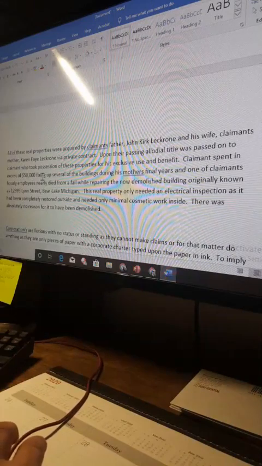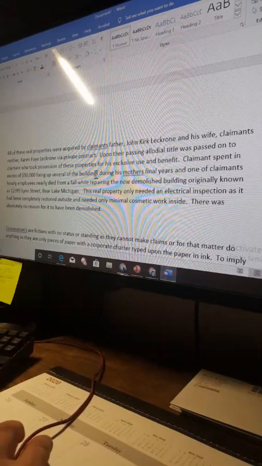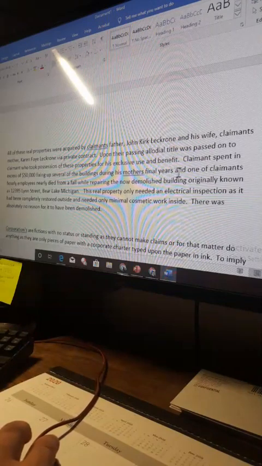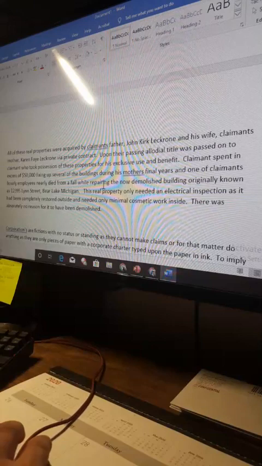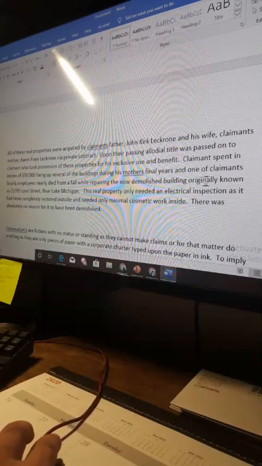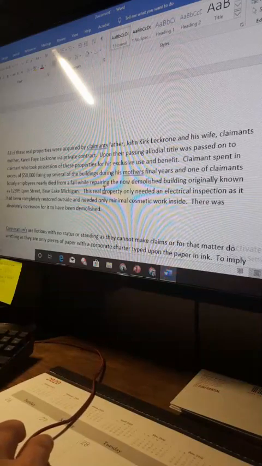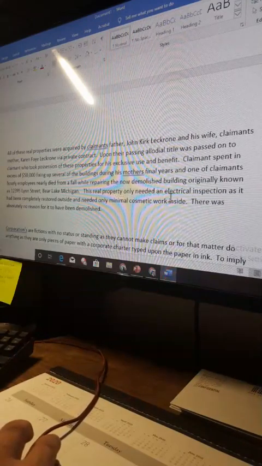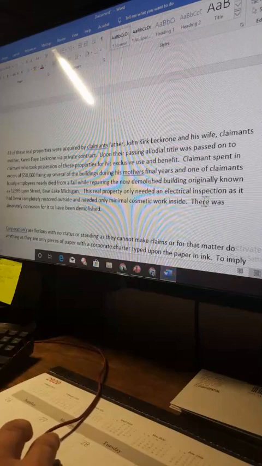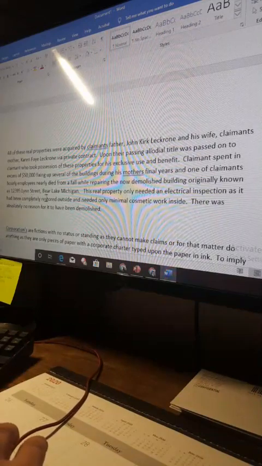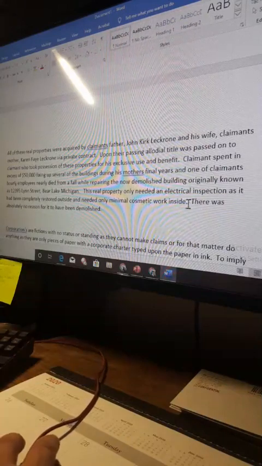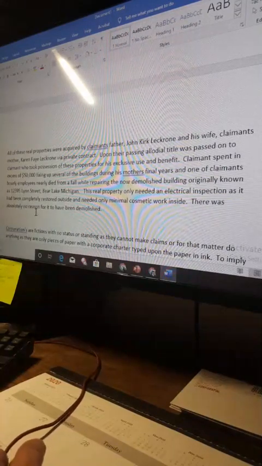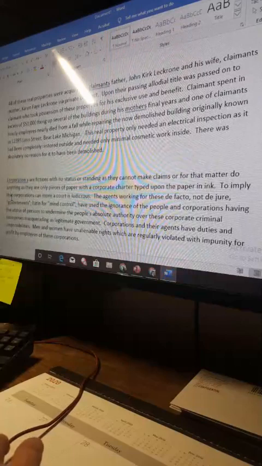Claimant spent in excess of $50,000 fixing up several of the buildings during his mother's final years, and one of the claimant's hourly employees nearly died from a fall while repairing the now demolished buildings originally known as [address]. This real property only needed an electrical inspection as it had been completely restored outside and needed only minimal cosmetic work inside. There was absolutely no reason for it to have been demolished.